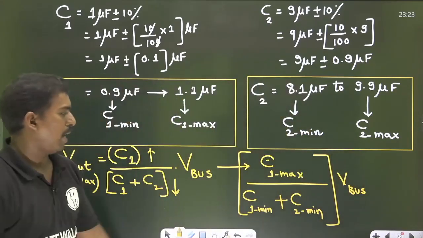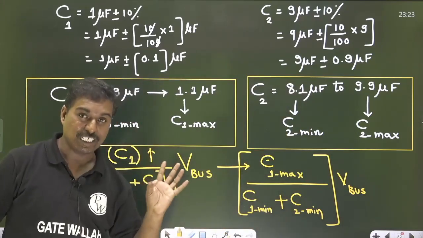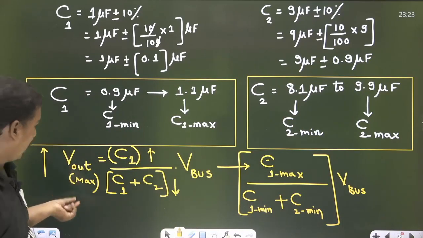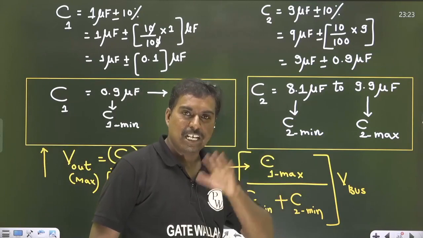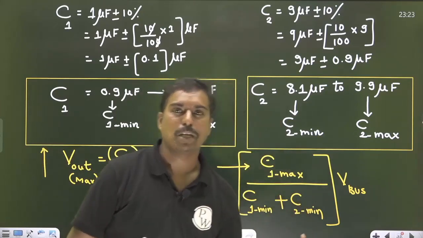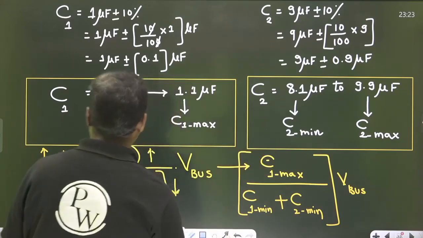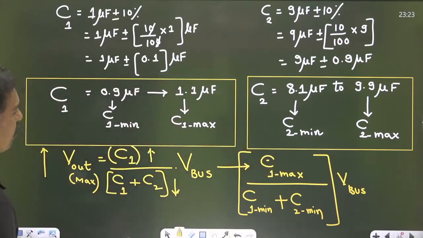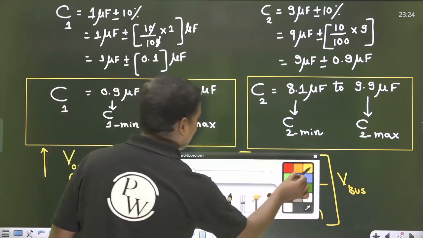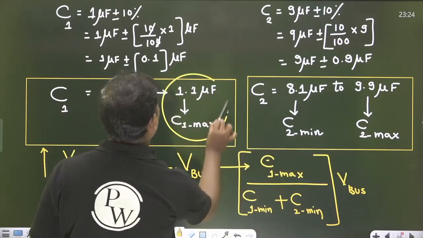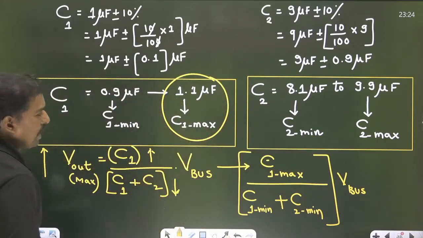Got it? So maximum, minimum. Understood? That is the trick in this question. He is asking for the maximum output voltage, so the denominator should be lesser. Denominator should be lesser means you should take the minimum capacitor value, and the numerator must be high. Now you can substitute. C1 max is this 1.1, C1 minimum is this, C2 minimum is that, and V bus is already given.